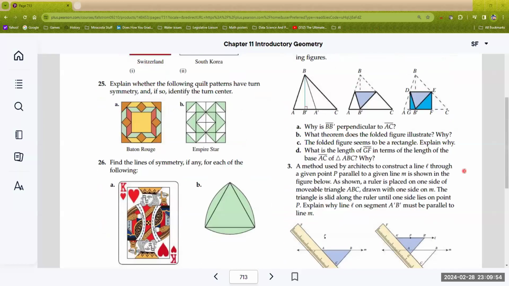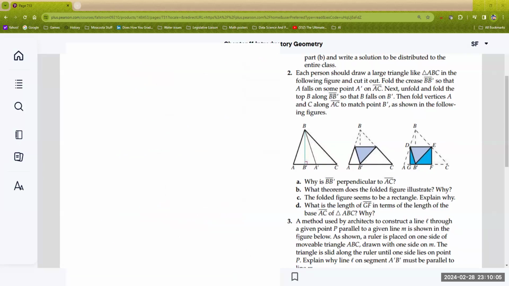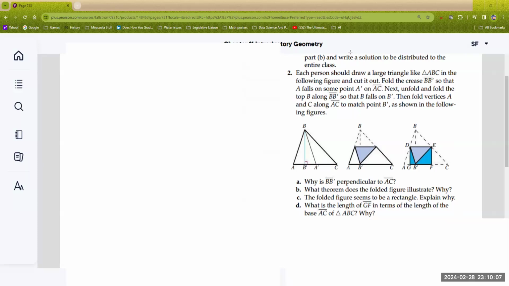Let's move on to question 2, which I think is the triangle folding one. Yeah, this is the group work with triangle folding. And okay, let's see here.